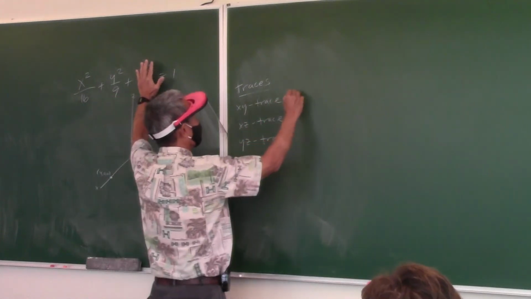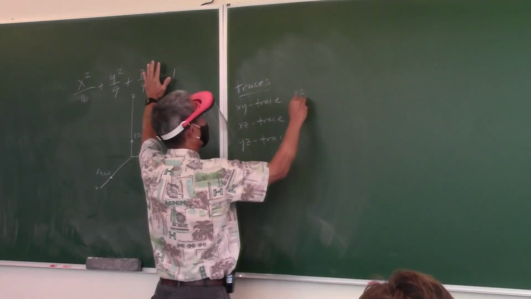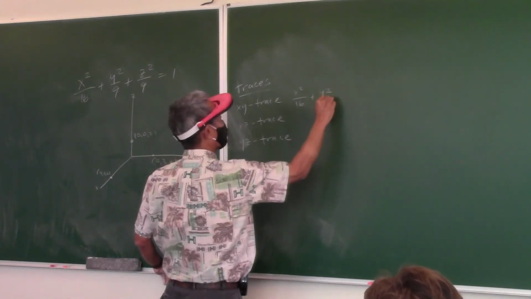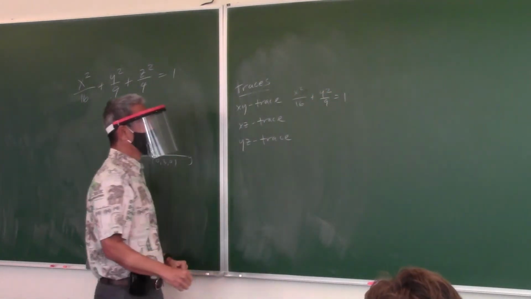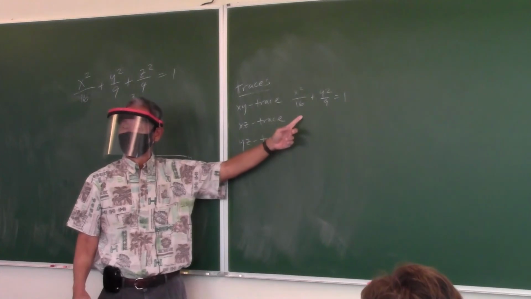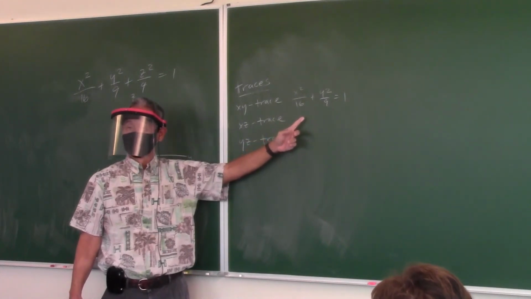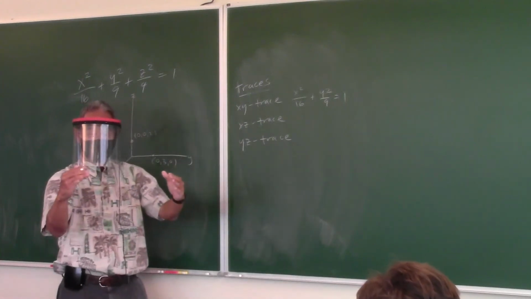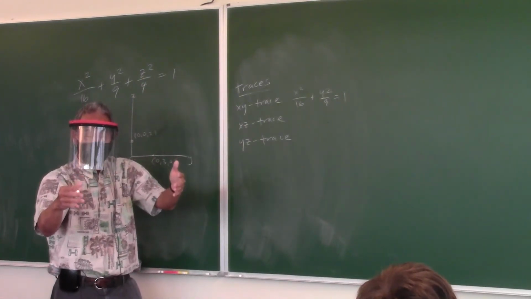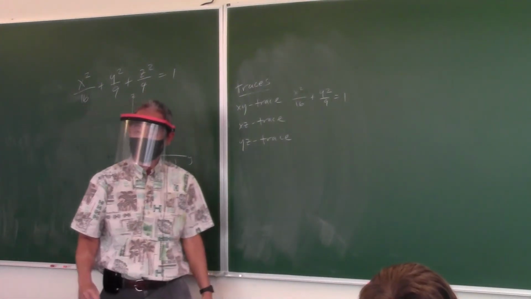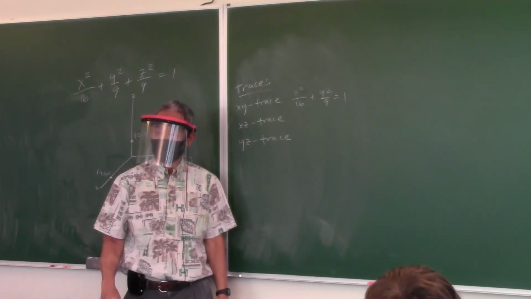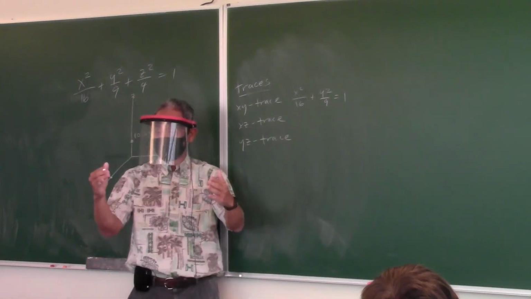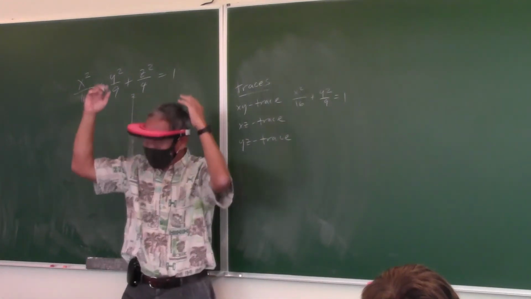What do you get? You get x squared over 16 plus y squared over 9 equals 1. Hey, I know that graph. Do you know it? You're supposed to respond. Me too. No, we know this graph. Oh, look. Ellipse, thank you.